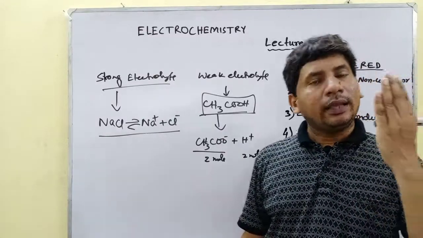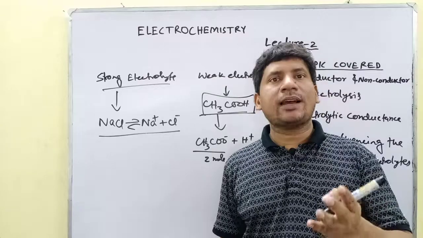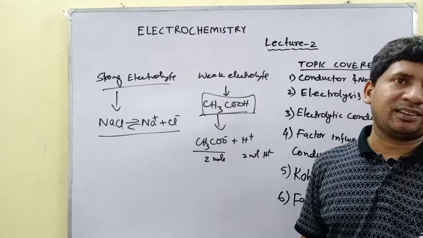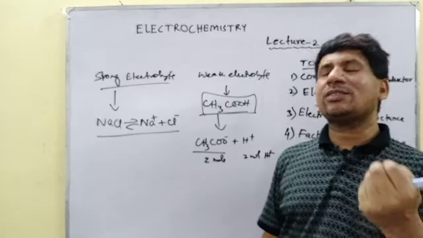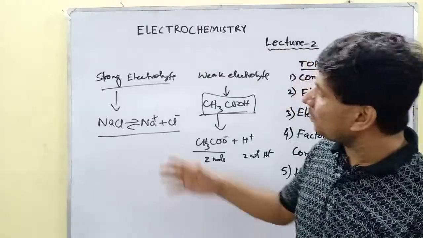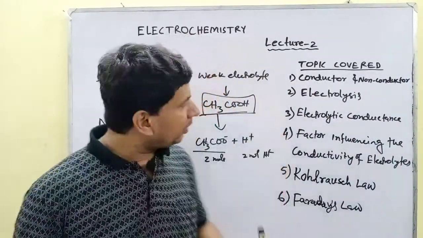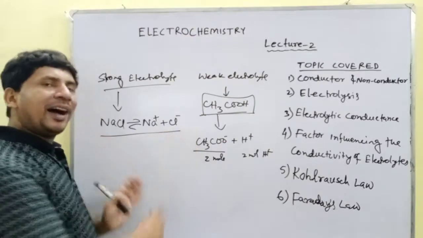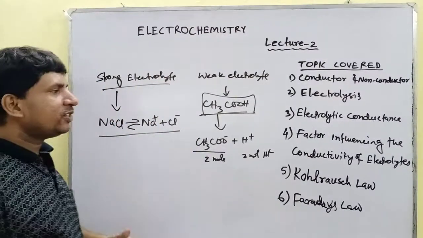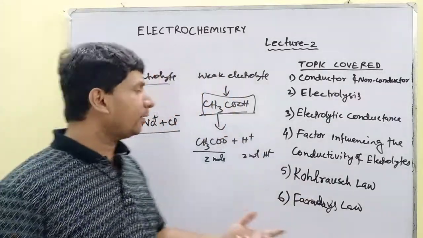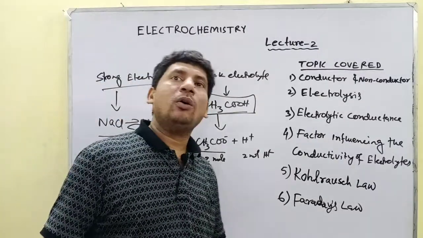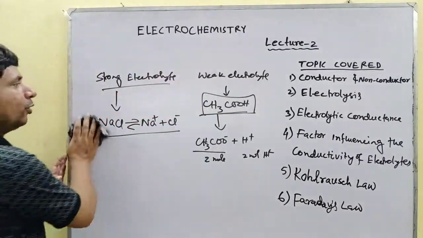In a metallic conductor, the resistance to the flow of current increases with the increase in temperature. But when the temperature is increased for an electrolytic conductor, the movement of ions increases, and for this reason the conductance increases.